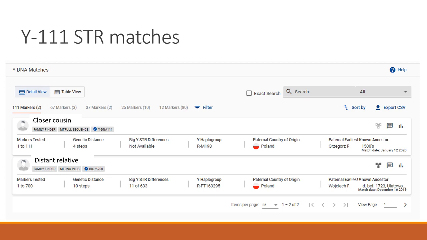And if you ever see somebody who has a different terminal SNP, but you look and see that they've not taken anything higher than a Y111, they don't have a Big Y, then that means they've taken individual SNP tests or a SNP pack. So let's continue.